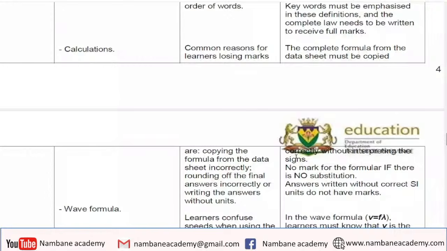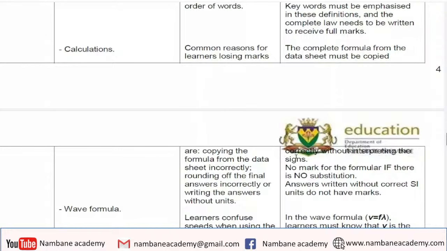If whatever is moving is moving away from the listener or the source, then we know on top we'll have negative and below we'll have what? Positive. Those are some of the things that we must know. And then from that interpretation, we substitute and then we get the marks.